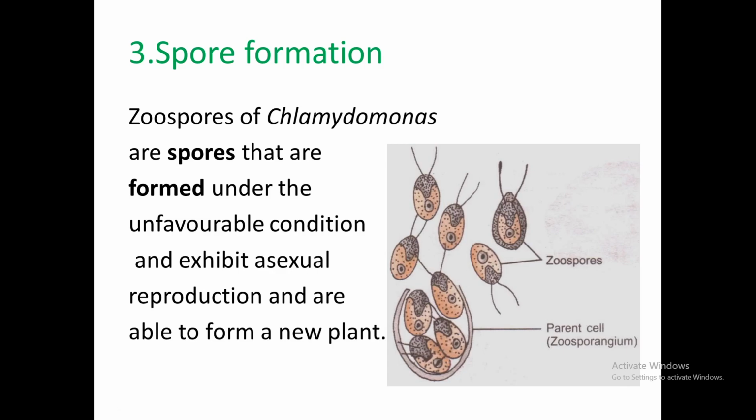So here we have seen the three methods of asexual reproduction. One is fragmentation, second one is budding, and third one is spore formation.